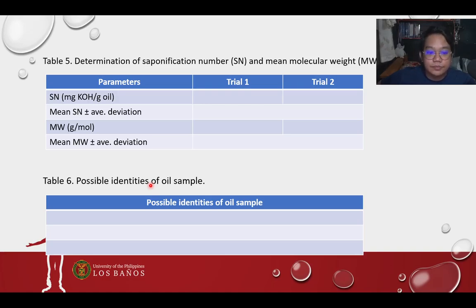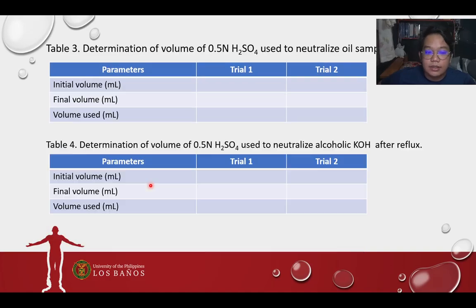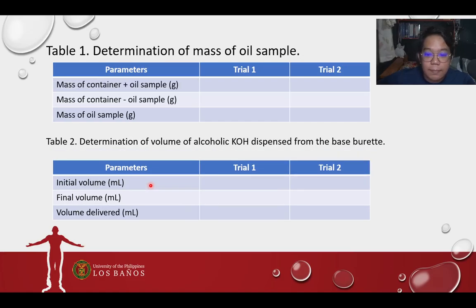Okay? And then for the last table, likewise for your exercises 2 and 3, exercise 2 pala, sorry, your specific gravity, you should include here the possible identities of your oil in a data table. Okay? So here, you should also have a table for the standardization part. Okay?